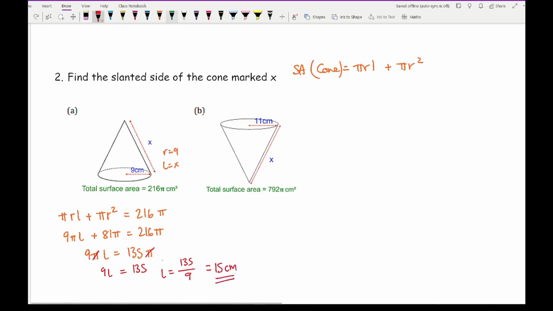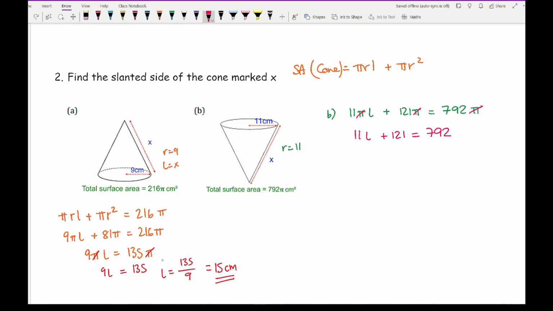Then working with B, let's choose a different color. So with B, substituting numbers in the formula, I get pi times r, which is 11. So I've got 11 pi L plus 121 pi equals 792 pi. Now at this stage, because everything's got a pi, I can cancel that out. So then what I've got is 11L plus 121 equals 792.